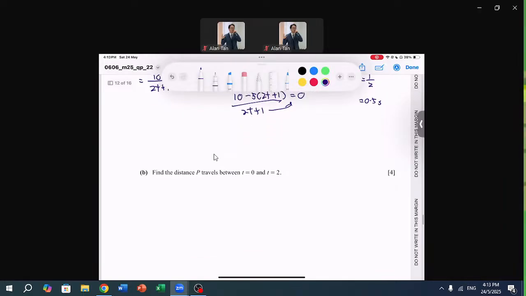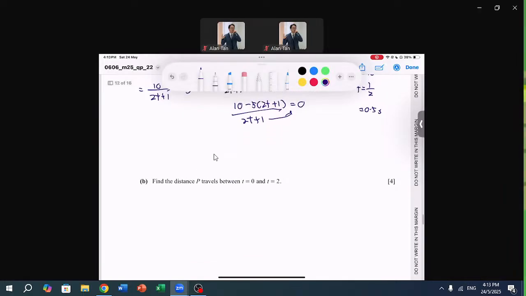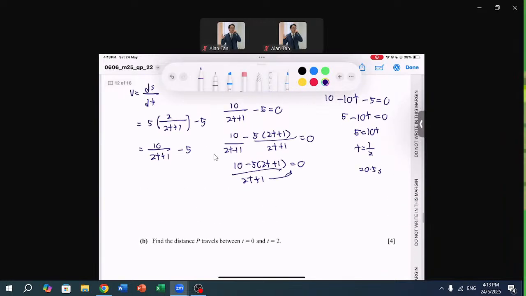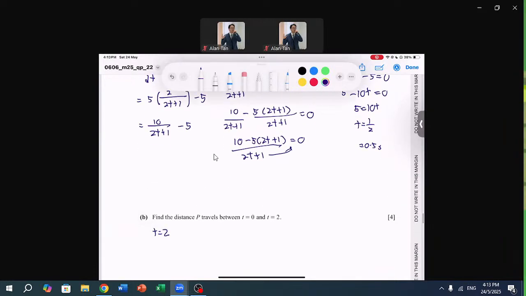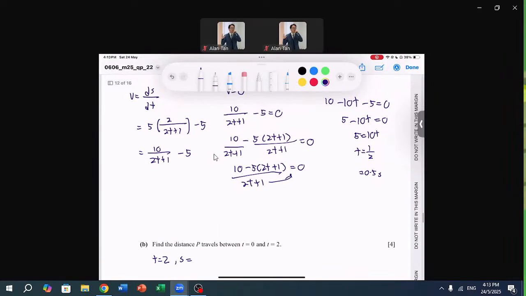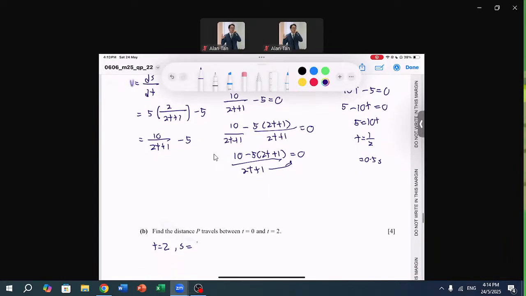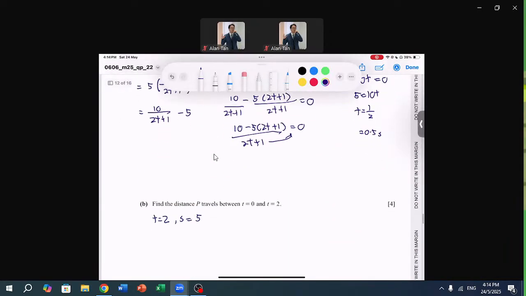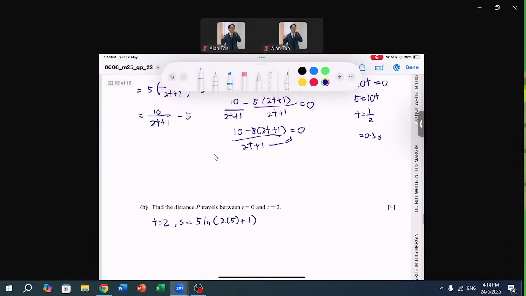Find the distance P travels between t equals 0 and t equals 2. So right now, at t equals 2, the displacement is going to be 5 ln(2 times 2 plus 1) minus 5 times 2. This equals 5 ln 5 minus 10.